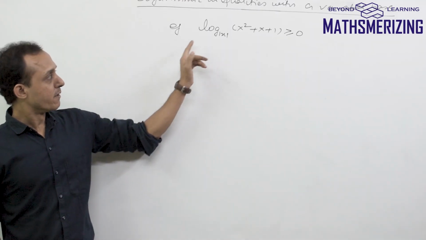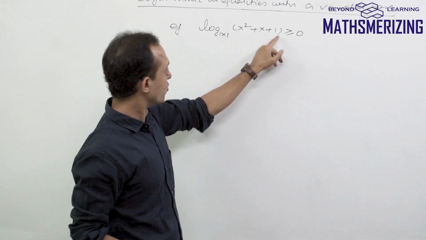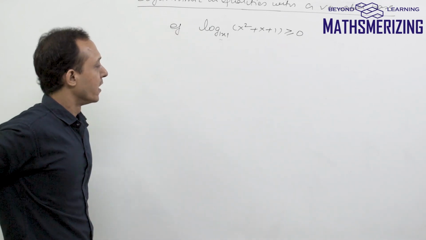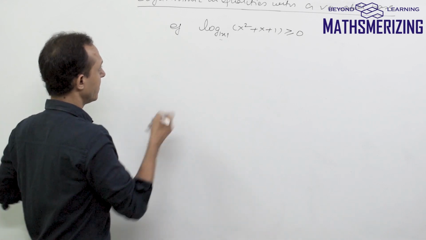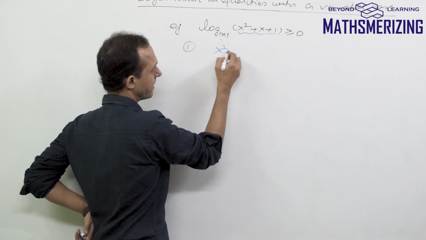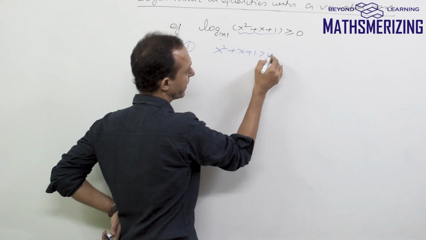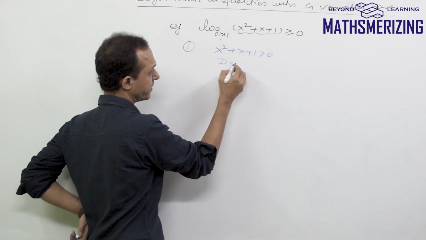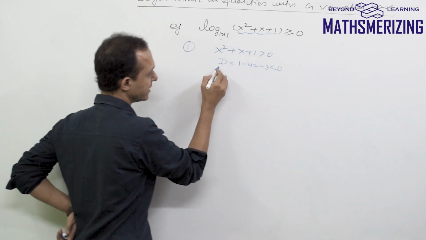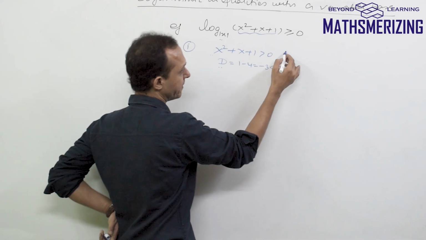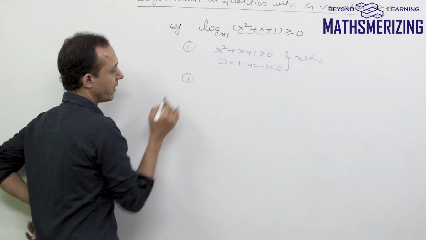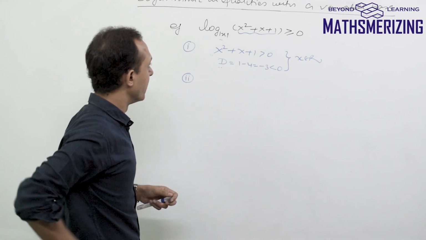I'll take another question. The question is log x square plus x plus 1 to the base mod x is greater than or equal to 0. Now again the first condition will be condition of its domain. So this is x square plus x plus 1. It should be greater than 0. Now it's a quadratic expression and the d value for this one is minus 3. So d is less than 0 and a is greater than 0. So that means this is positive for all x belongs to R. Now next I'll come to condition of base. Now there will be two conditions.